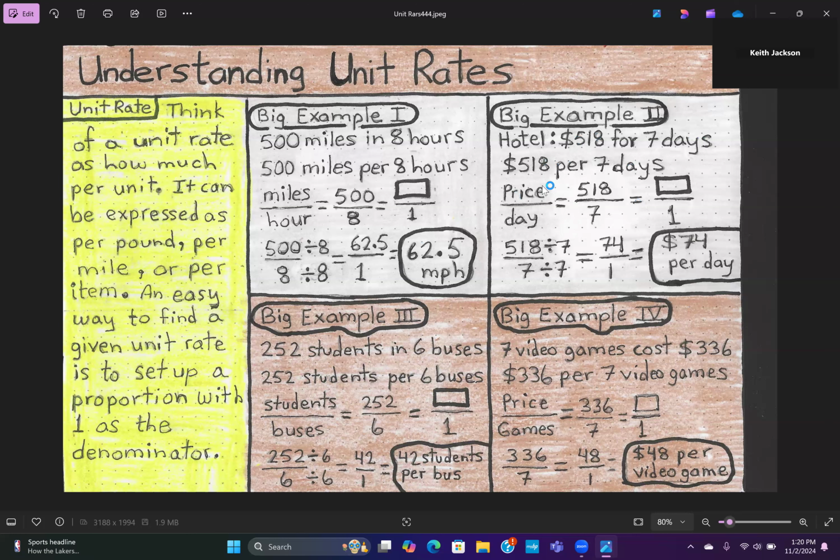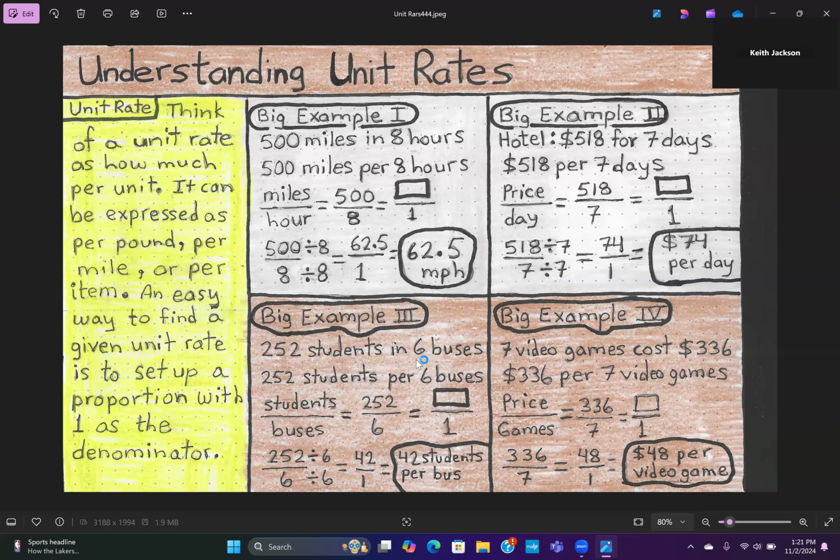And we could do that by setting up the ratio in which we have price over day. And we have $518 over 7 days. And all we have to do is divide by the denominator to find out how much is it to stay in that hotel per night or per day. And so we divide 7 by 7. 7 divided by 7 is 1, and 518 divided by 7 is 74. So the cost of staying in this particular hotel will be $75, or I should say $74 per day. All right, again, $74 per day.